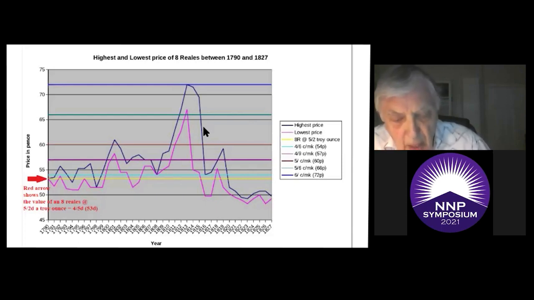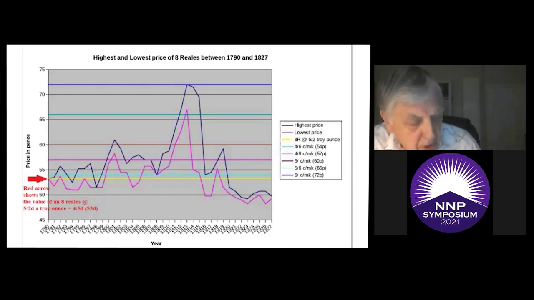As long as they were countermarked above the value of the silver content to prevent melting of the coin of silver. This graph also highlights the period when various countermarked values would have been effective. Starting at the bottom, the turquoise value is for 4 and 6. The purple value for 4 and 9. The brown for 5 shillings or 60 pence. The green for 5 and 6 or 66 pence. And the light blue at the top for 6 shillings or 72 pence.